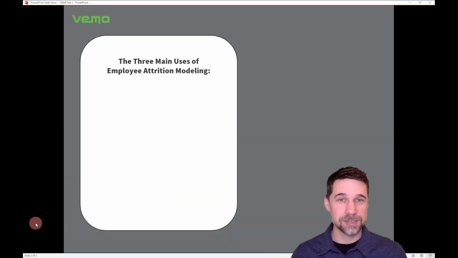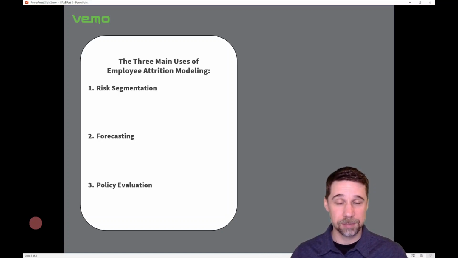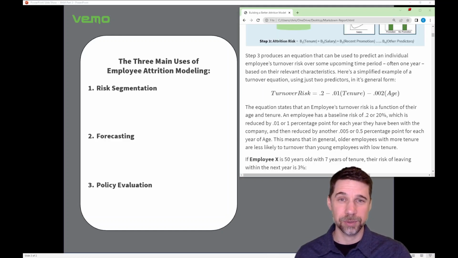There's generally three distinct types of things that organizations are looking to do with employee attrition models, and those three things are risk segmentation, forecasting, and policy evaluation. And for now, let's just focus on the first two of those applications. Now, we've already seen a few examples of what an employee attrition model can look like.